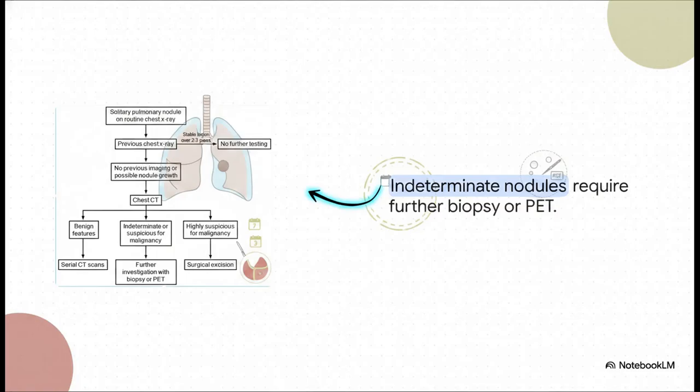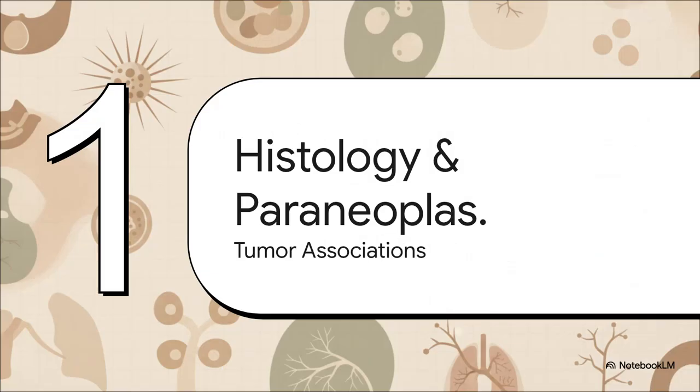So, based on that chest CT, what happens next? Low-risk nodules just need serial CT tracking and sometimes no follow-up at all depending on their exact size. Indeterminate or suspicious nodules? Those proceed directly to further investigation with a PET scan or biopsy. And if that nodule is highly suspicious for malignancy, the patient goes straight to surgical excision, assuming they're a surgical candidate, of course. Moving on to Section 3.